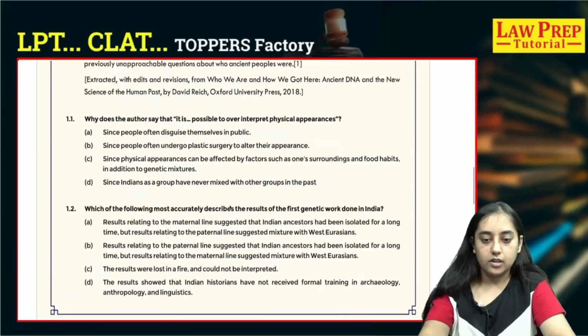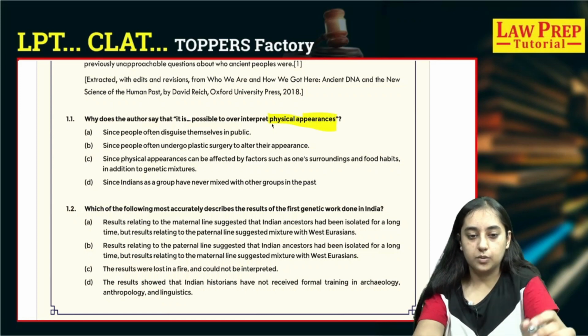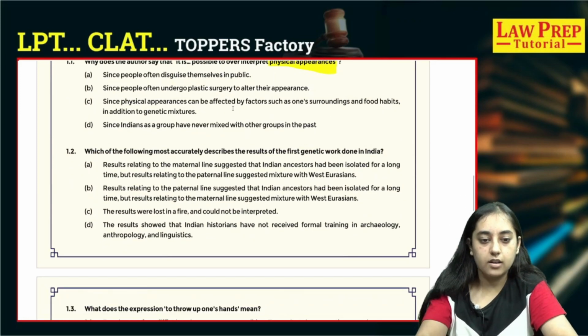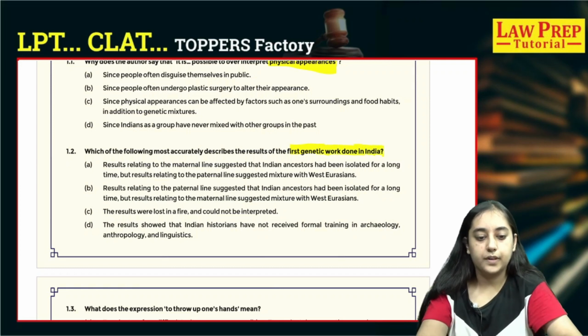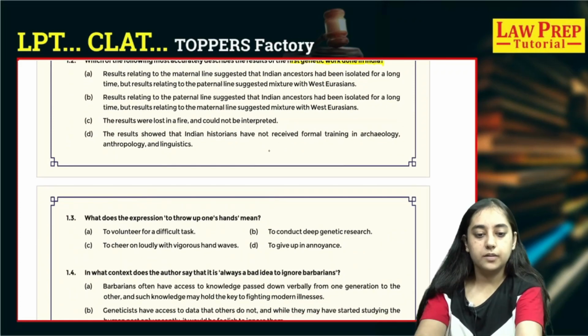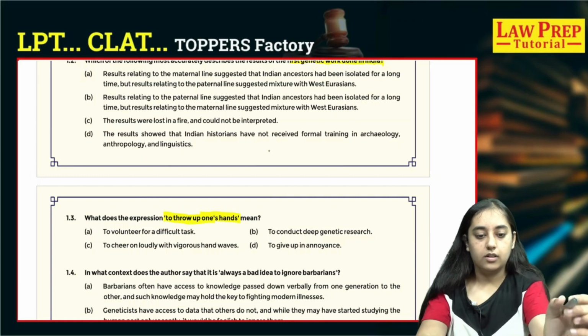Like I said, we'll read the questions first. First question is, why does the author say it is possible to over-interpret physical appearances? So we have to keep in mind that the words physical appearances have been used. Then, which of the following most accurately describes the result of the first genetic work? So we have to again focus on the first genetic work done in India, right? Then the expression, to throw up one's hands.